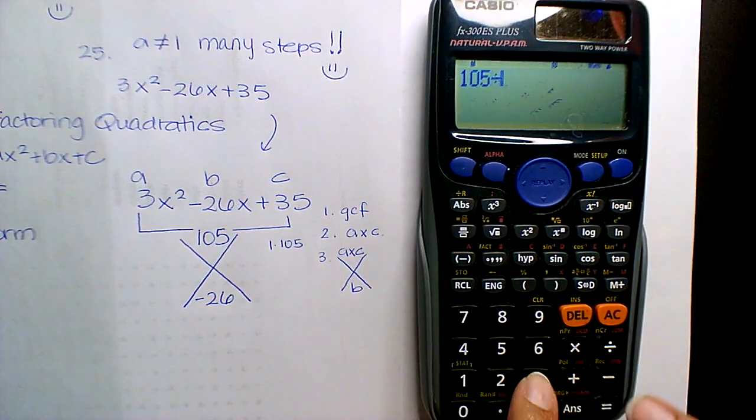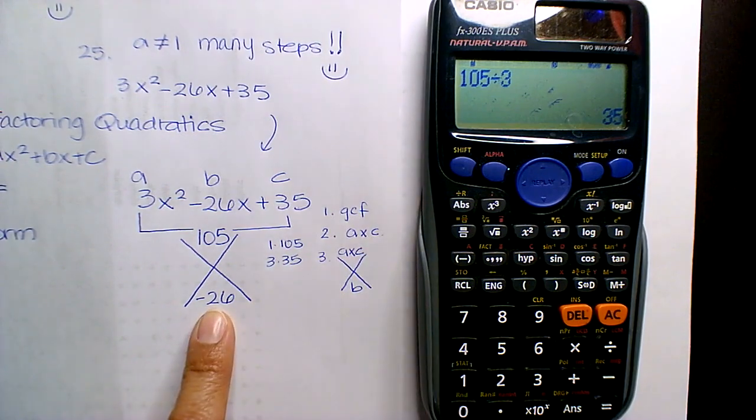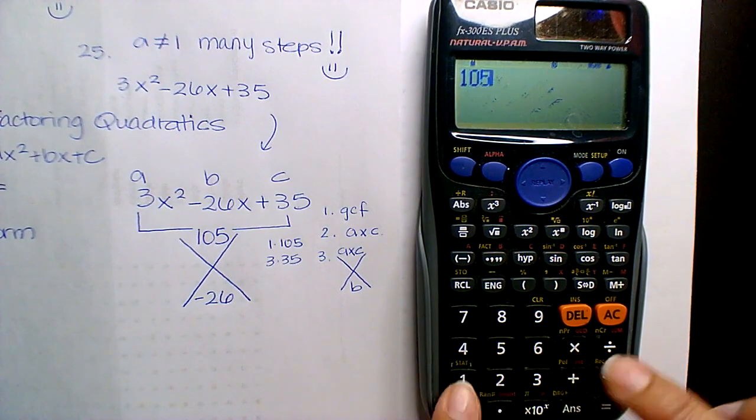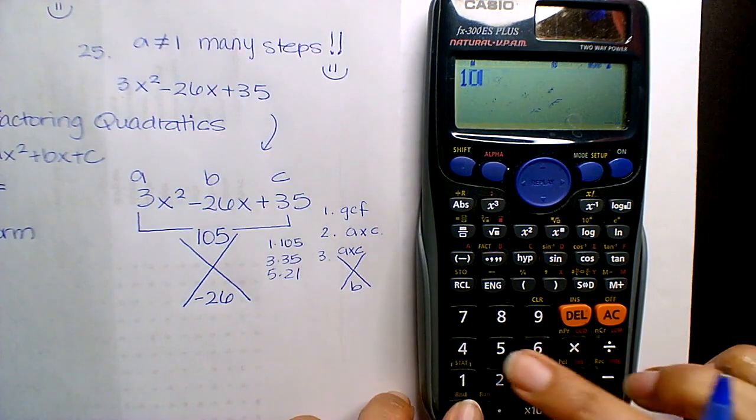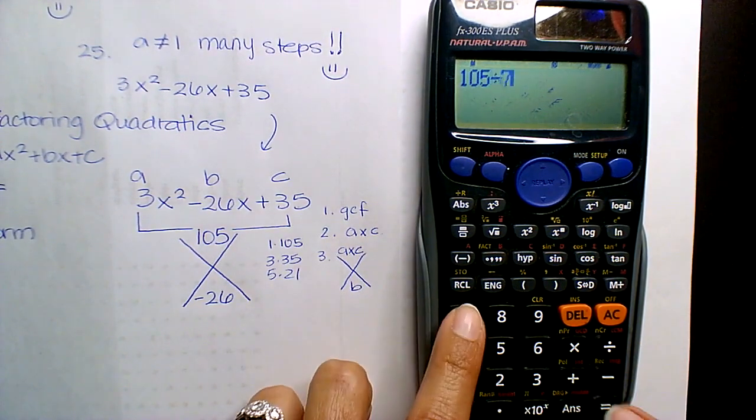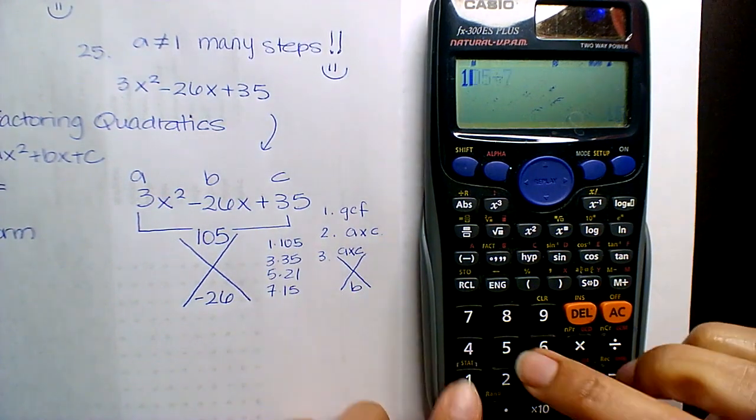What's 105 divided by 3? 3 and 35. And remember, you're trying to get a negative 26 off those two numbers. 105 divided by 4. Nope. 105 divided by 5. 5 and 21. 105 divided by 6. And once you get your two numbers, you're done. I'm just going to keep going.